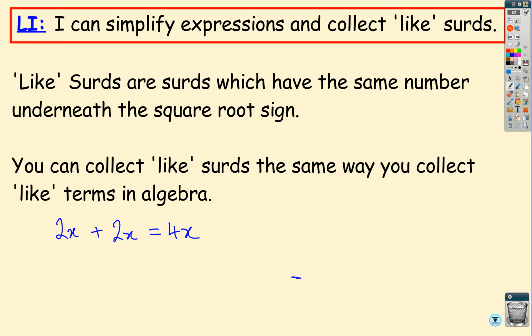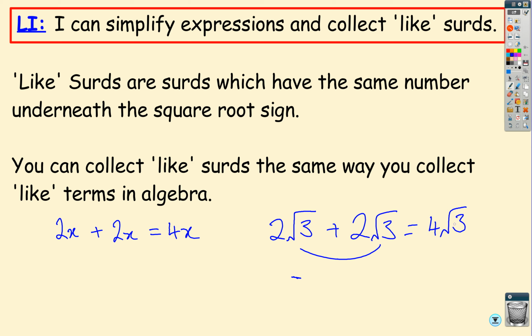But we could have 2, and instead of x, we could have 2 root 3 plus 2 root 3. Well, they're like surds, right? Because they've got the same number under the root sign. So in the same way you could do 2x add 2x and come up with 4x. Well, if you've got 2 root 3's plus another 2 root 3's, then you must, all in all, have 4 root 3's. Yeah? So that's the sort of idea with that.